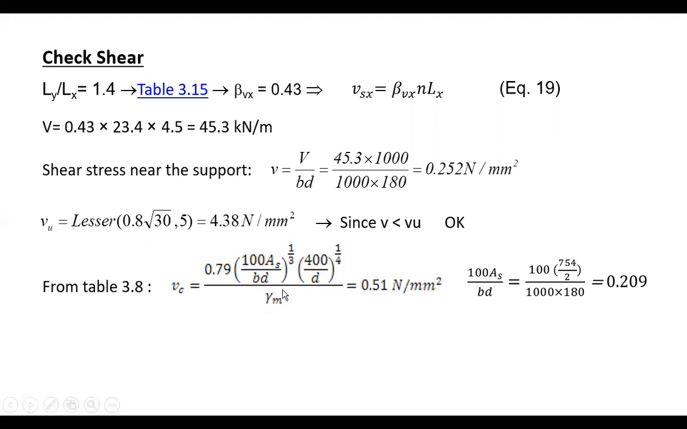Gamma M is always 1.25. 100 area steel divided by BD, we can calculate from here. And here I used area steel equals the AS provided divided by 2, assuming that I will cut 50% of the steel and I will extend 50% of the steel. So I used here AS provided divided by 2. And this is a simply supported slab.